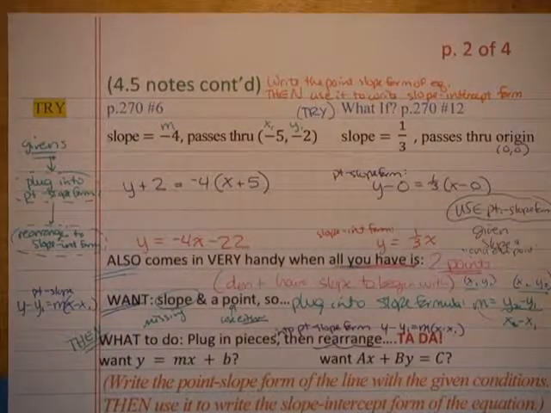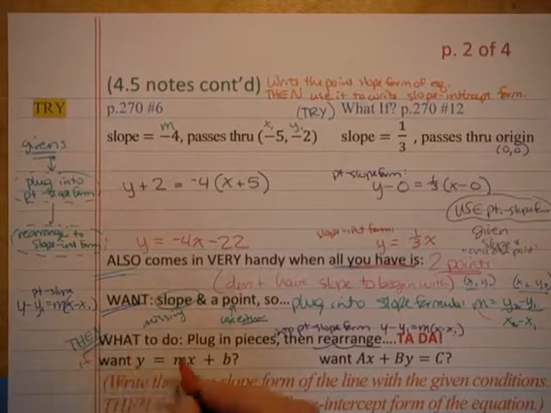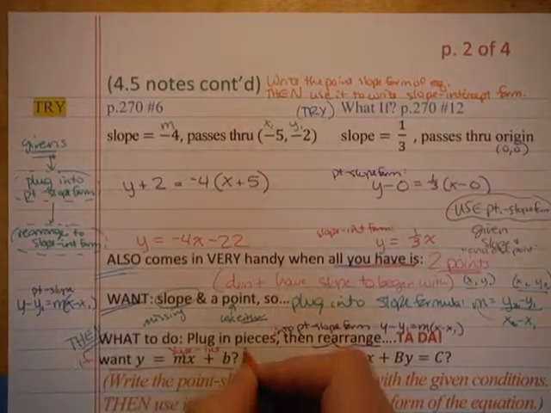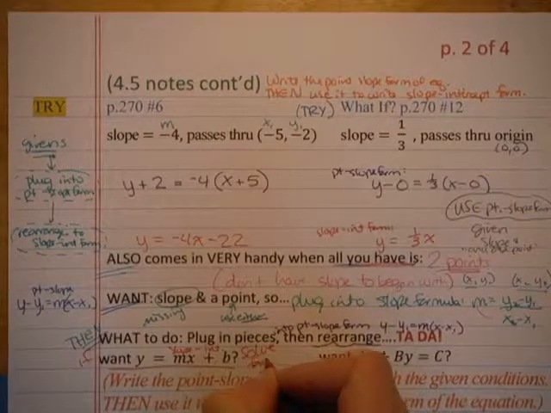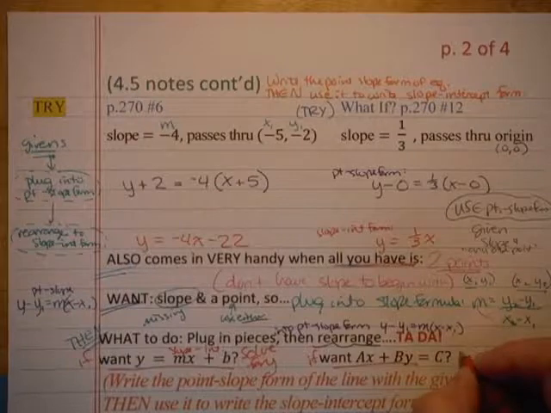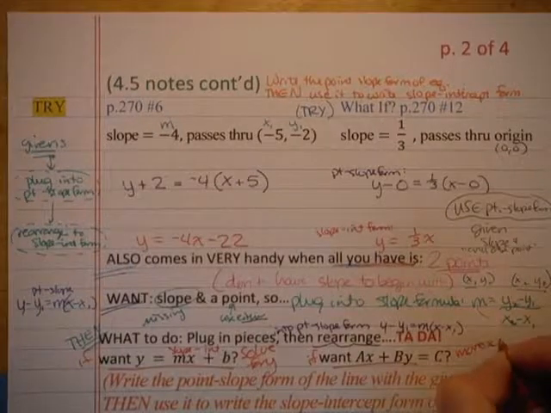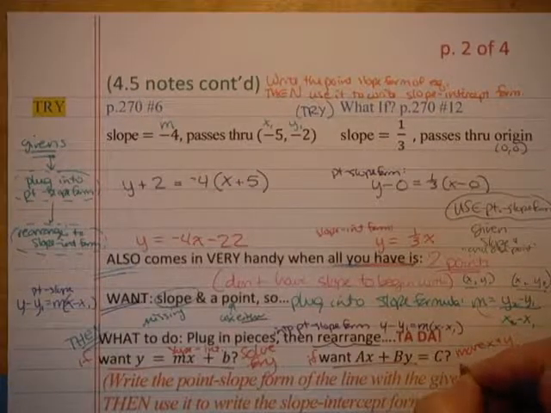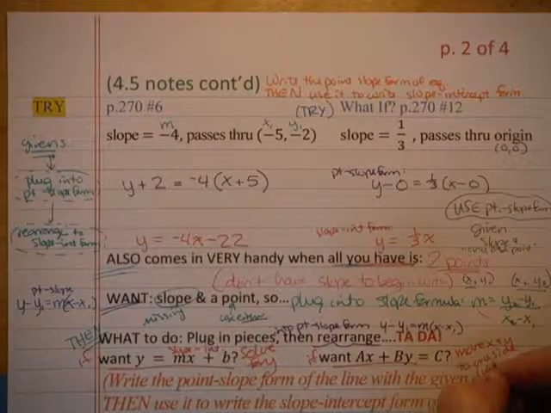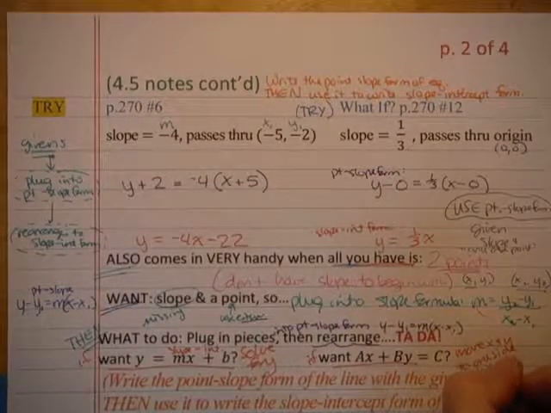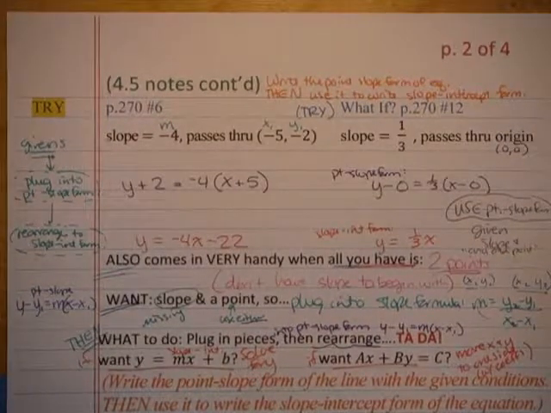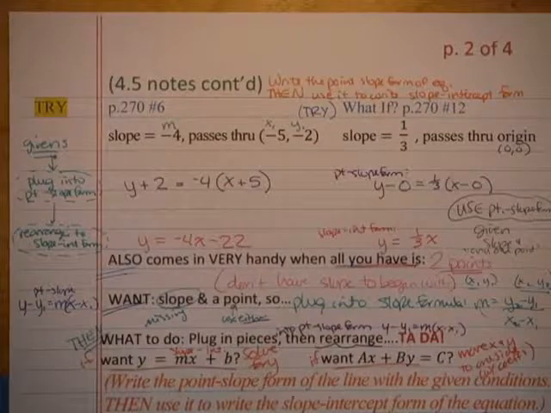Okay, and once again, how would you do that? If you want the slope-intercept form, you would solve for y. If you want standard form, then you would move the x and y pieces to one side, with their coefficients, and then move the numbers to the other side. And that's how you'd get the ax plus by equals c.